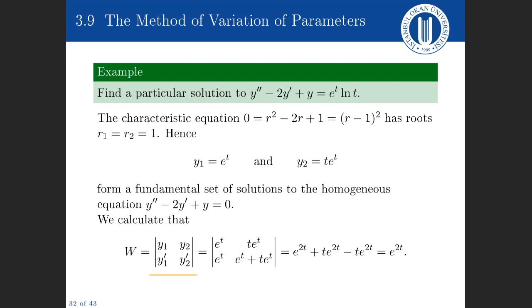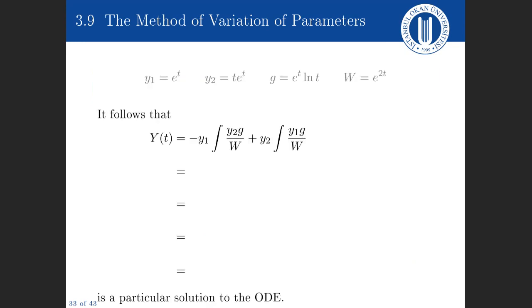For the determinant, we multiply e to the power t by e to the power t plus t e to the power t first, and then we subtract the product of t e to the power t and e to the power t. And we're left with e to the power 2t. So to recap, we have the two functions, y1 is e to the power t, and y2 is t e to the power t. Our function g is e to the power t ln t, and our Wronskian is e to the power 2t. Now we have everything that we need to put into the formula.